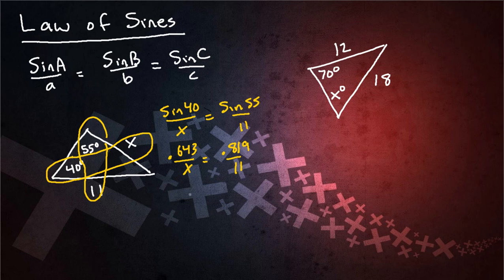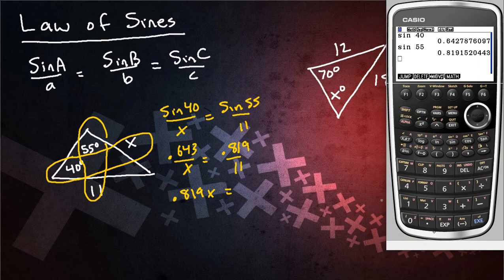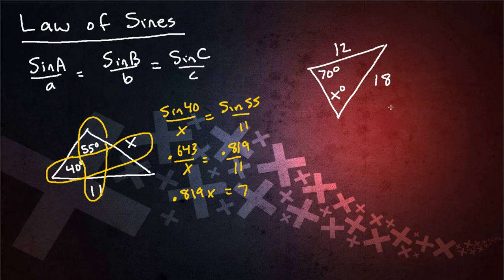So x times 0.819. Now you can only cross multiply if you have an equal sign and a fraction on one side and a fraction on the other side. So don't get confused, like if you are multiplying fractions, then cross multiplying would not work in that situation. So we have 0.643 times 11. We get 7.073. And now we'll divide by this 0.819.